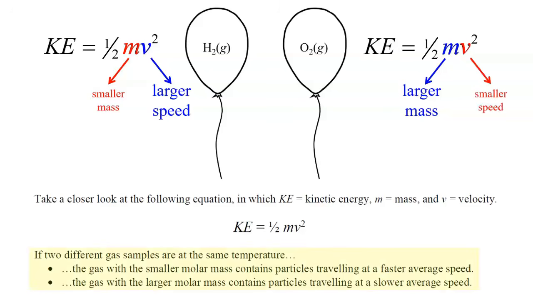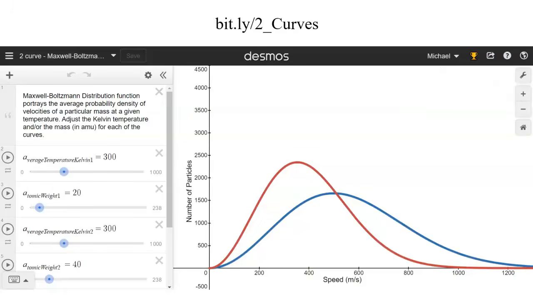So if you have two different gas samples at the same temperature, the gas with the smaller molar mass contains particles traveling at a faster average speed, and the gas with the larger molar mass contains particles traveling at a slower average speed. This can be visually explained with this Desmos activity, and there's the link at the top of this slide to where you can go play around with these variables yourself. So take a look.